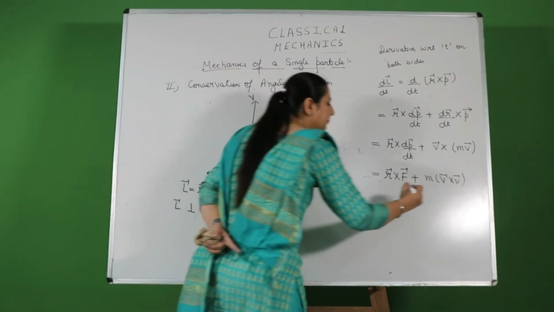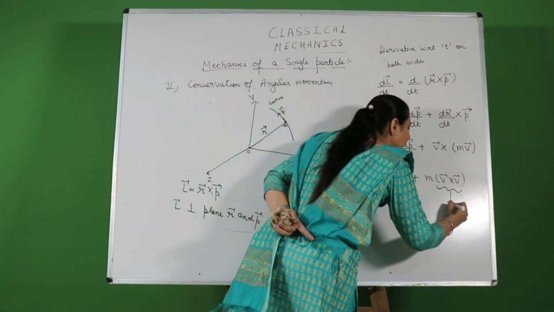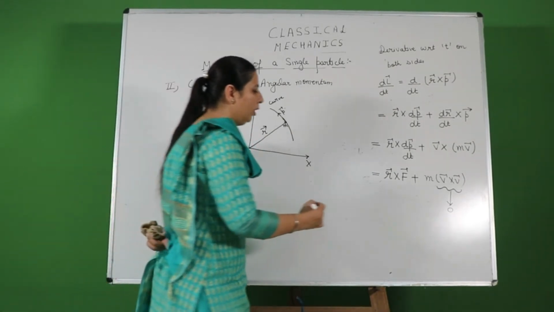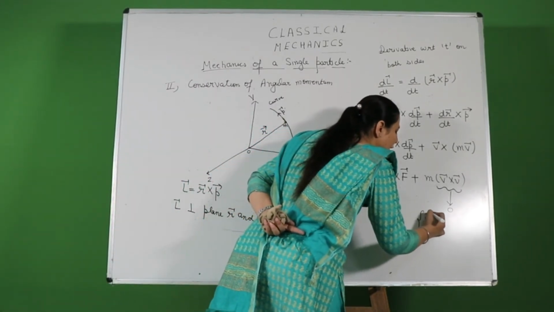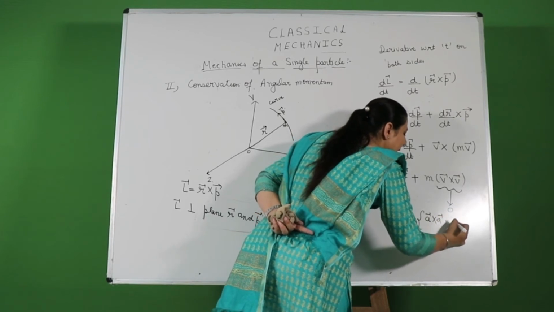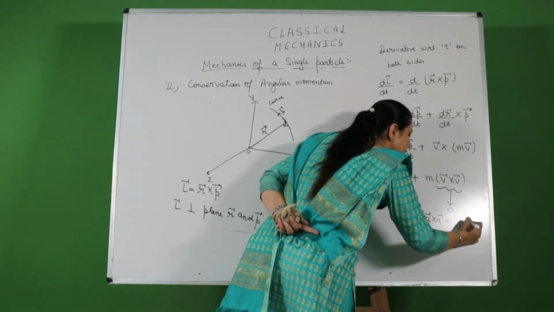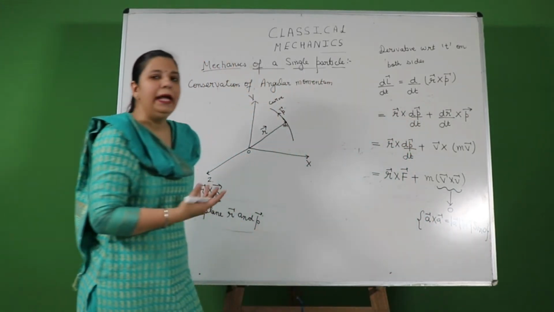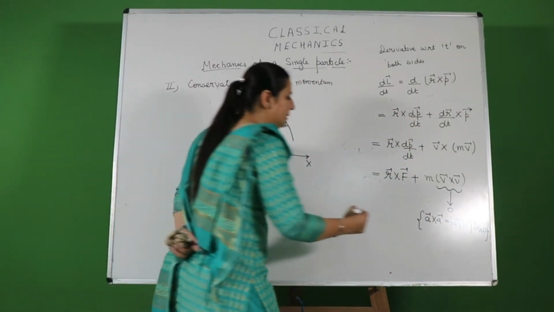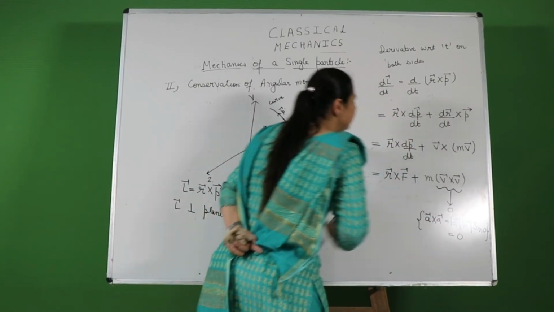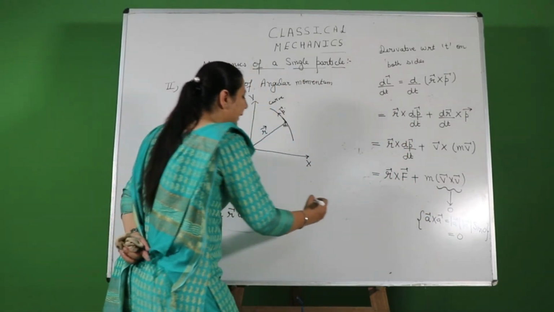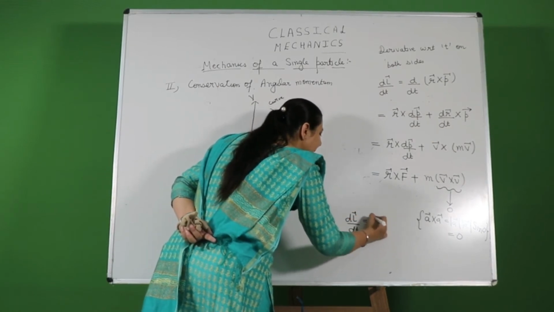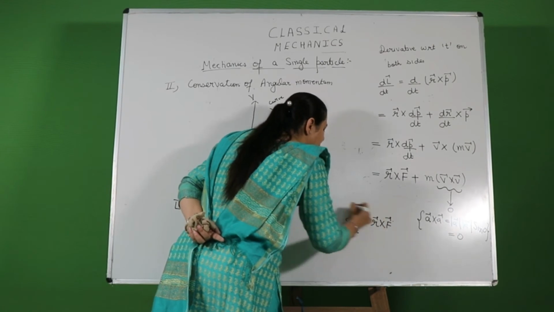We know that when two same vectors are cross multiplied, we get 0, because if you remember, what is A cross A? It is nothing but magnitude of A into magnitude of A into sine of angle between them. So angle between them is 0, which means this will be 0. So what I get is dL upon dt, this is nothing but r cross F.